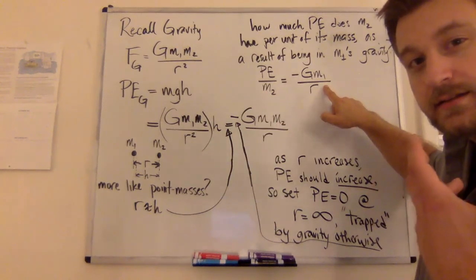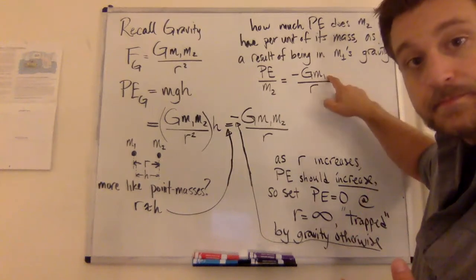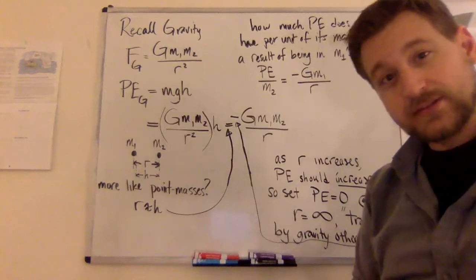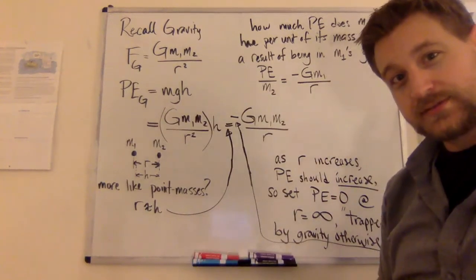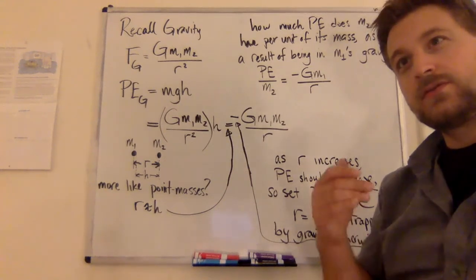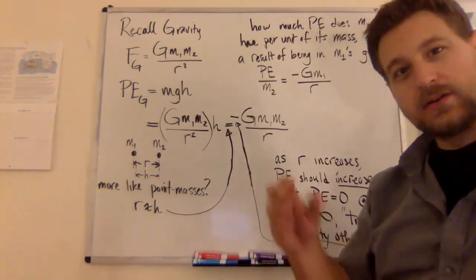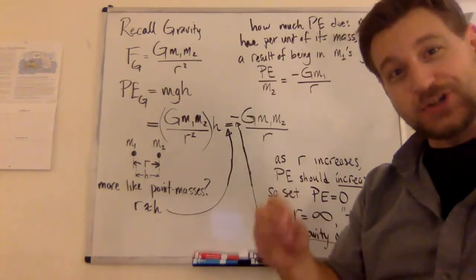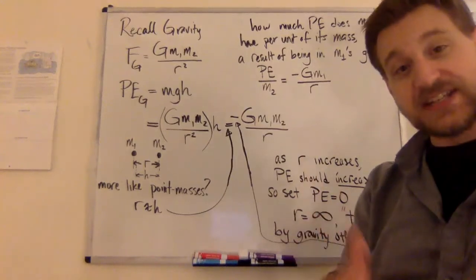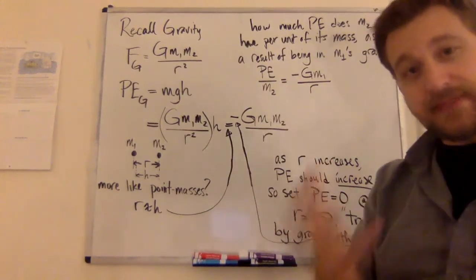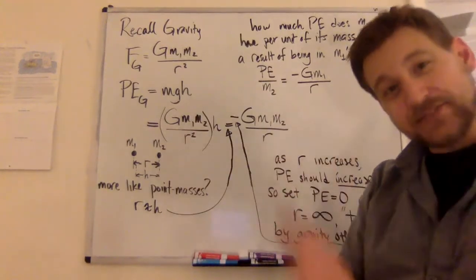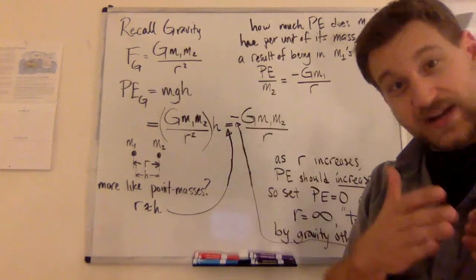That M1 creates a gravity environment around itself. That means that other masses are bound, trapped by their potential energy in that environment, in that configuration, wherever we put them. That M2 has a negative gravitational potential energy because it is attracted to M1.